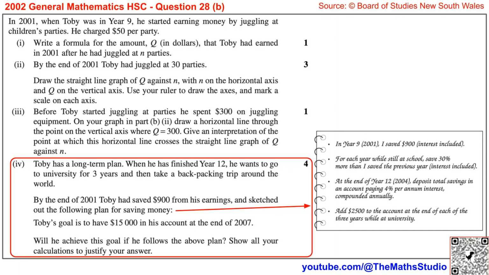Part 4. Toby has a long-term plan. When he has finished Year 12, he wants to go to university for 3 years and then take a backpacking trip around the world. By the end of 2001, Toby had saved $900 from his earnings and sketched out the following plan for saving money. Toby's goal is to have $15,000 in his account at the end of 2007. Will he achieve this goal if he follows the above plan? Show all your calculations to justify your answer.